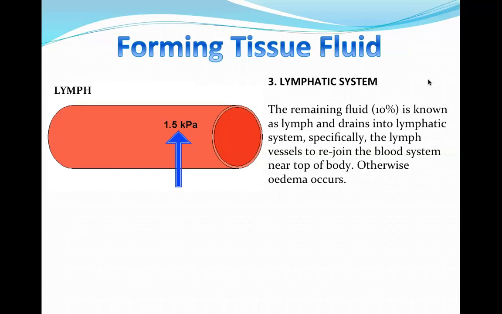So what we need is this remaining fluid, this 10%, which is known as lymph, just gets drained into the lymphatic system, specifically lymph vessels, and essentially, further on down the line, it rejoins the blood system near the top of the body.